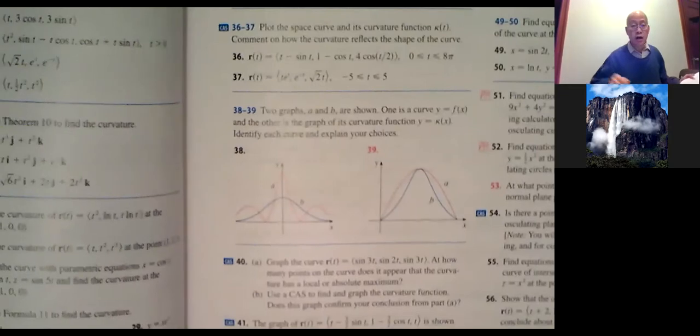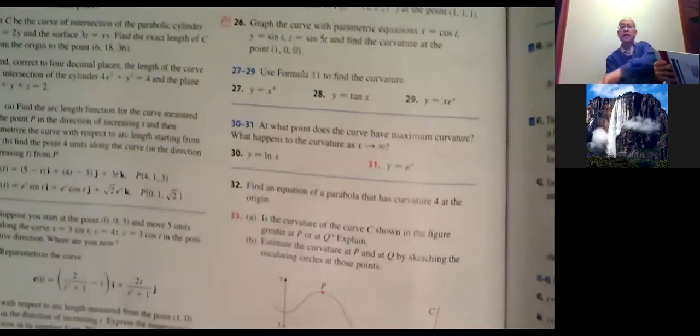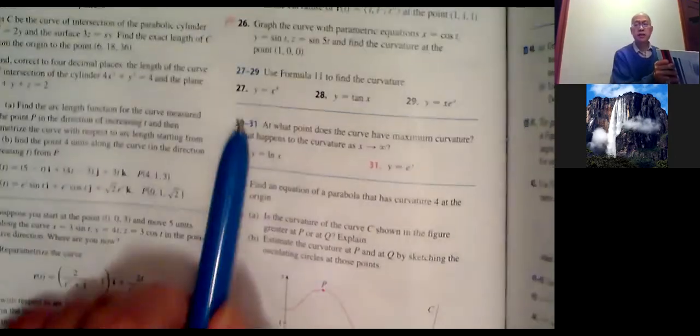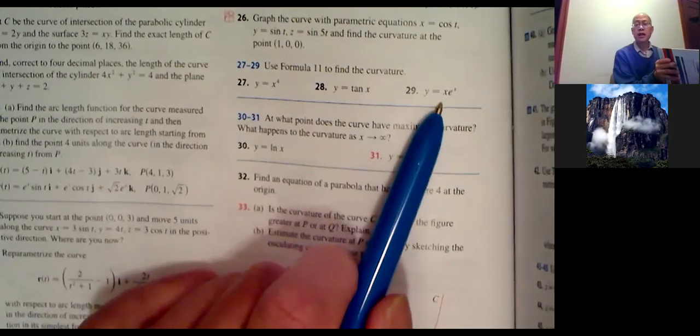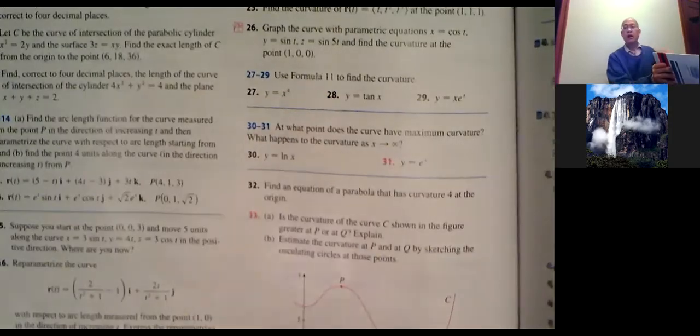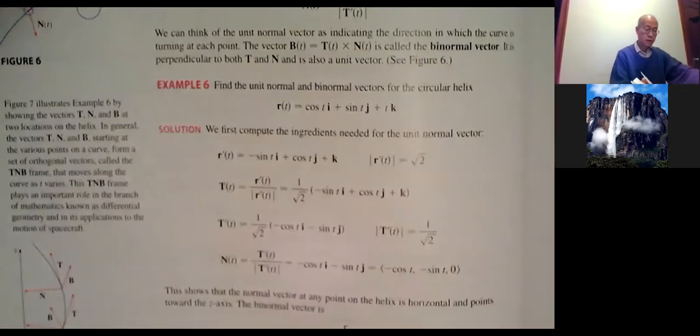But anyway, what's next is curvature of plane curves. So back in 2 dimensions. Okay, x to the 4th, x e to the x or whatever. How do you find the curvature of a 2-dimensional object? Then I have to use this one.